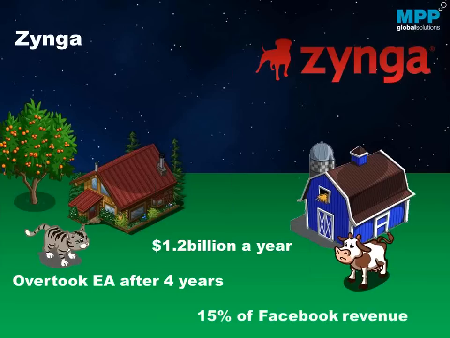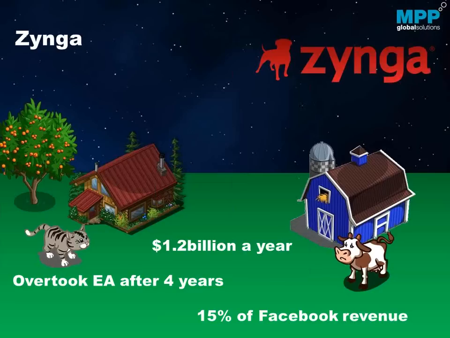Zynga create games for the Facebook platform utilizing virtual currencies, allowing people to purchase for their own game and for other people's gaming experiences. Zynga accounts for 15% of all of Facebook's revenue, and within 4 years of its incorporation had overtaken Electronic Arts in terms of the revenue generated.